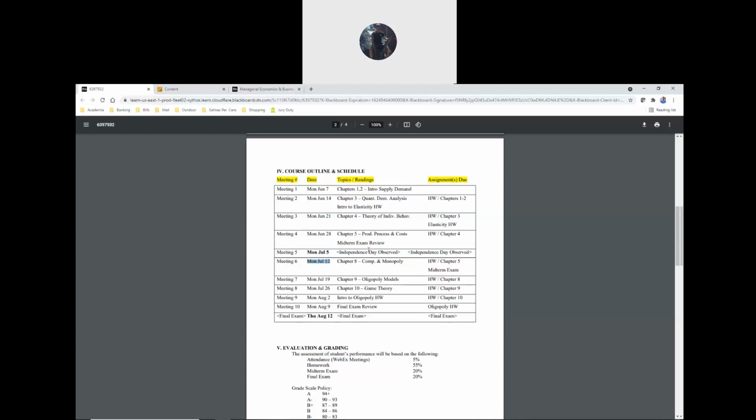The 2 assignments that we're going to cover today, homework chapter 5 and the midterm, are both not due until July 12th. So you have 2 assignments to do, including the midterm, but you should have plenty of time because you have 2 weeks to do those assignments. Okay?